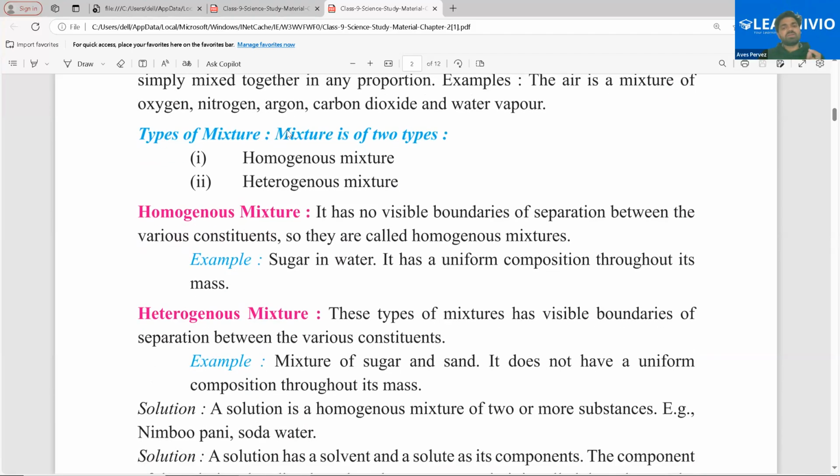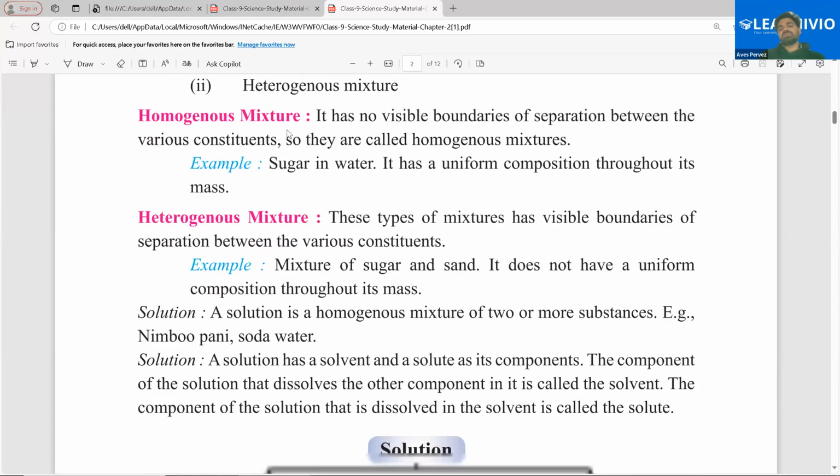The heterogeneous mixtures are those mixtures in which the particle is big enough to scatter the beam of light. The most important thing here is the scattering of light.